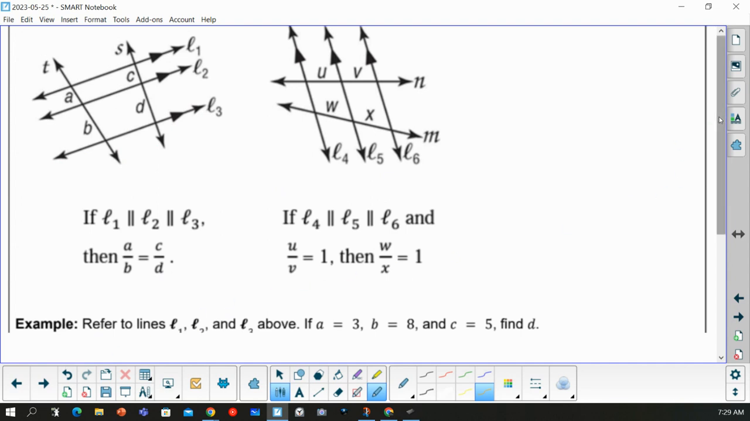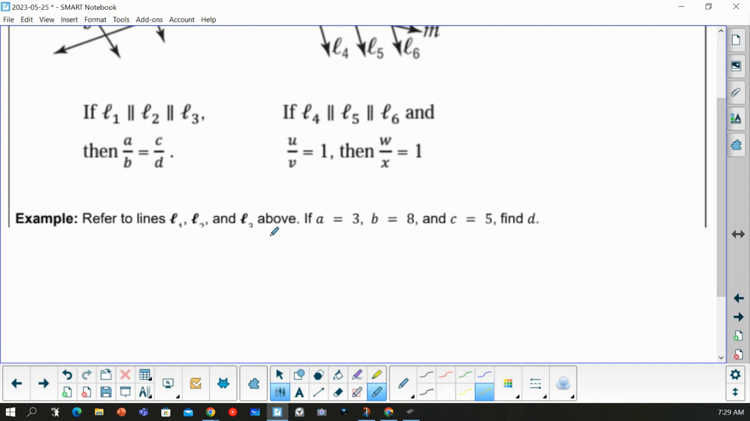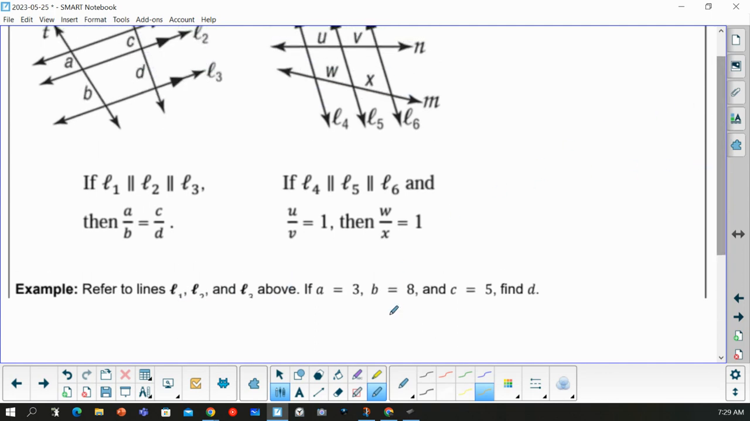Let's take a look at this example. There's only one example here. It says L1, L2, L3 above. If A is 3, so let's just put the numbers there. If this, instead of being A, we now know it's 3. If B is 8, okay, so this is 8. C is 5. Find this one. So there's my X.